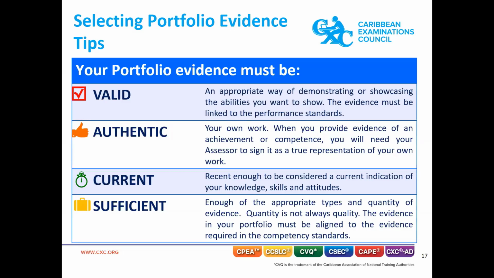Right? So it's important that whatever it is that you're giving, you and the assessor have to look at the elements and the performance criteria of each unit in the competence in the regional occupational standards, and then determine which evidence is suitable and will showcase your competence in that area, will demonstrate your knowledge, skills, and attitudes. Have you ever heard about KSA? Knowledge, skills, and attitude. And I'm going to tell you more about that.